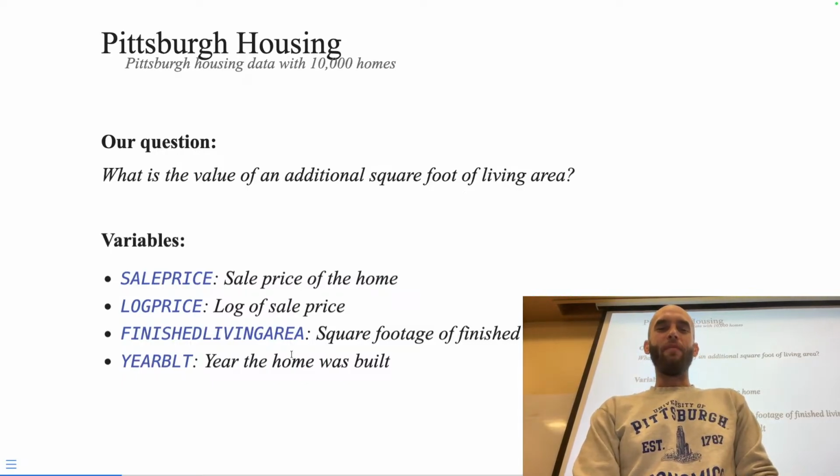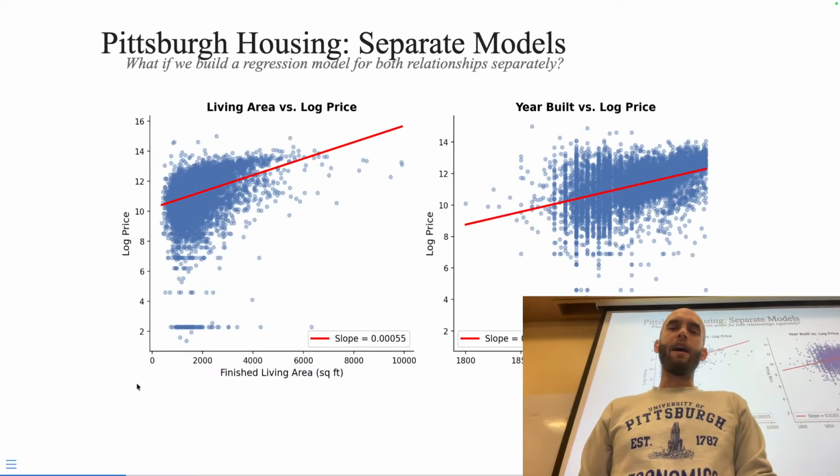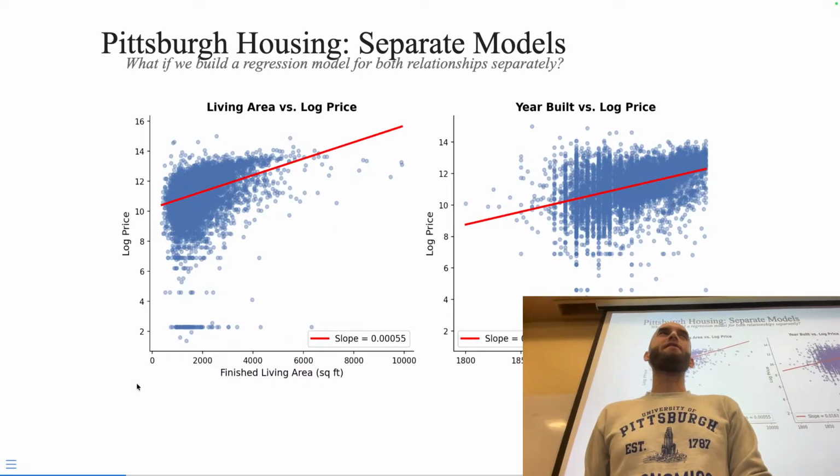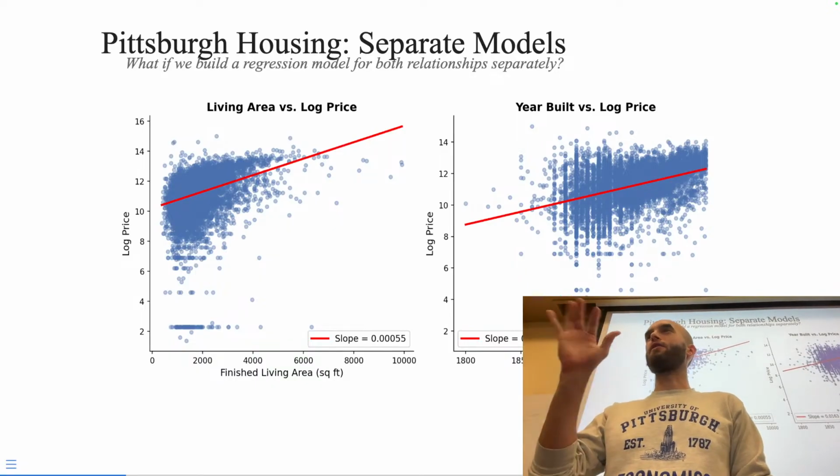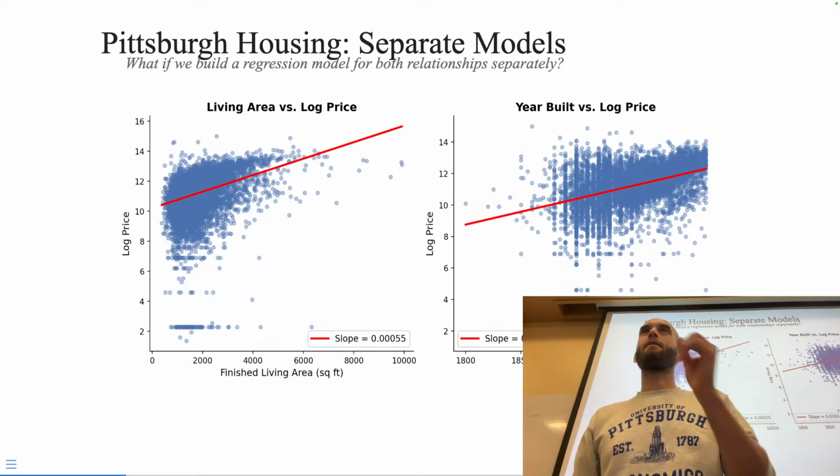And then we have this thing called finished living area. So this is the square footage of the finished living space. And then we have the year that the house was built. So I've just gone ahead and created some nice figures, but we're going to do this together in the notebook in exercise 5.3.